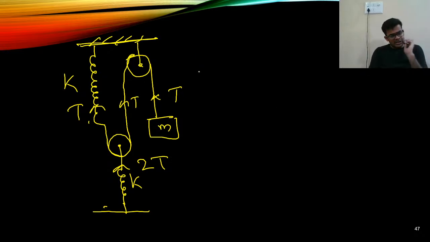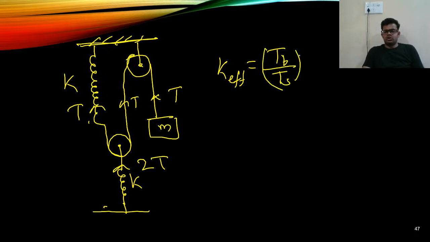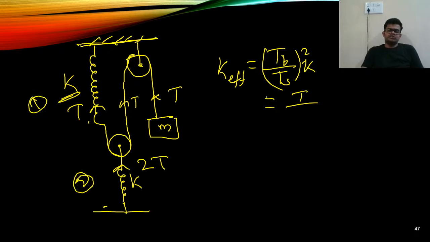So there will be 2k effective. Whatever springs are there, just assume that all the springs are in series. You don't know whether they are in series or not, but you just need to assume that they are in series. So how will I solve? At first I will write k effective. k effective is tension in the block divided by tension in the spring, whole square, into k. Tension in the block is T. This is 1 and this is 2. Tension in the first spring is T, so T upon T whole square into k. So I am getting only and only k.